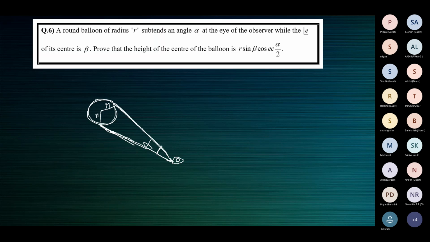While the angle of elevation of its center is beta. So this is the center of the balloon. This is the height of the balloon from the ground. This is the ground level. The height of the observer is not known. So the ground level is the horizontal line also.